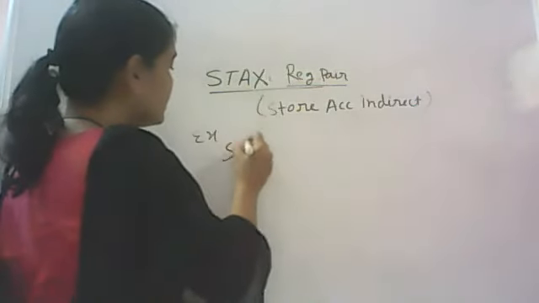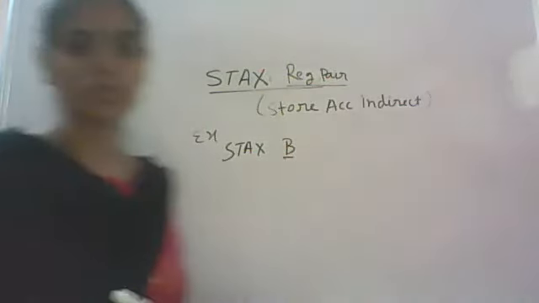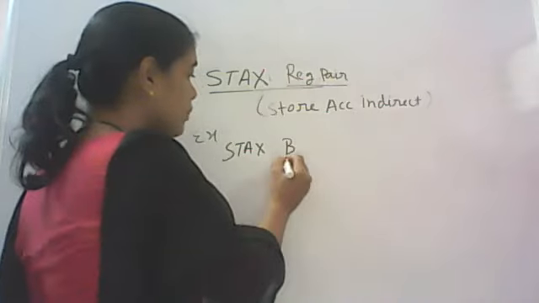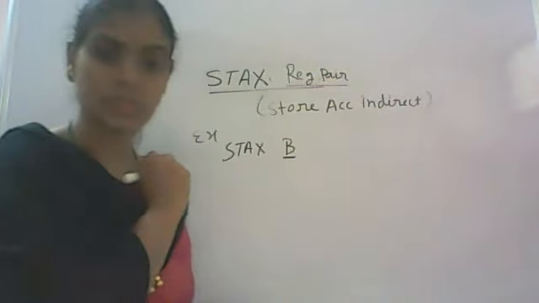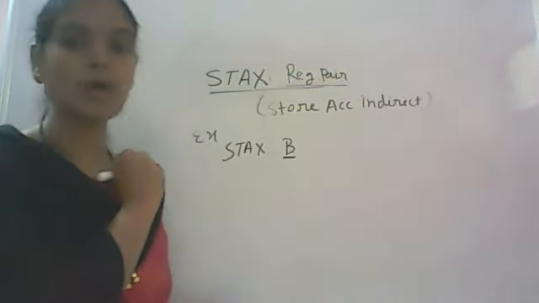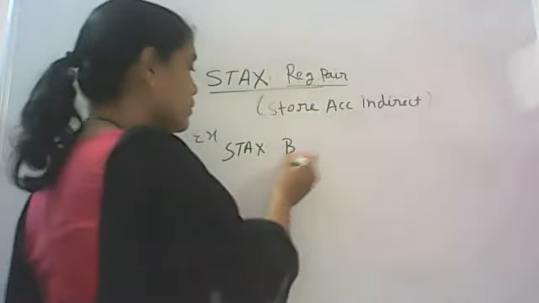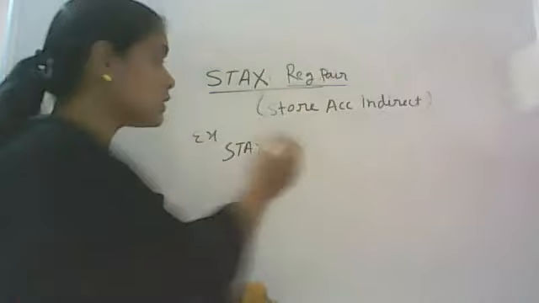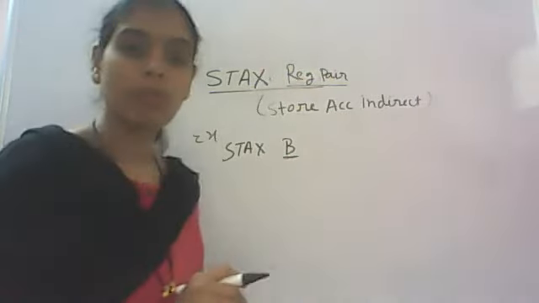Example: STAX B. This B is the register pair BC. B means the BC register pair acts as a pointer.